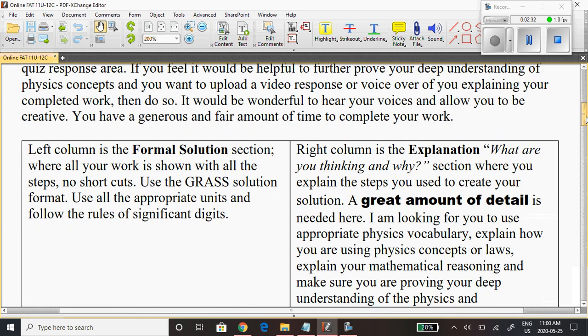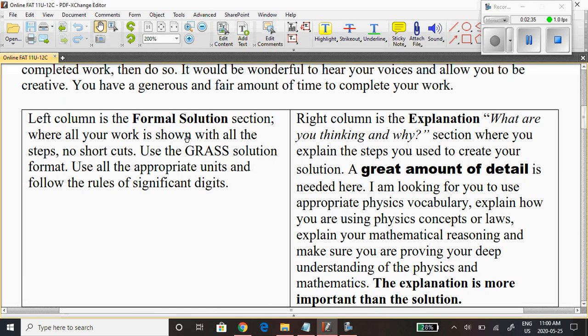So here we go. The left column, you're going to label formal solution section. So you're going to put a title, formal solution. Remember, you divided your paper into two. Where all your work is shown with all the steps, no shortcuts. Use the GRASS, given required analysis, substitution, solution format. Okay? I need you to use GRASS. Use all the appropriate units and follow the rules of significant digits. So I'm looking for a nice, beautiful, awesome, formal solution on the left-hand side of the paper. And you'll get some marks for it.